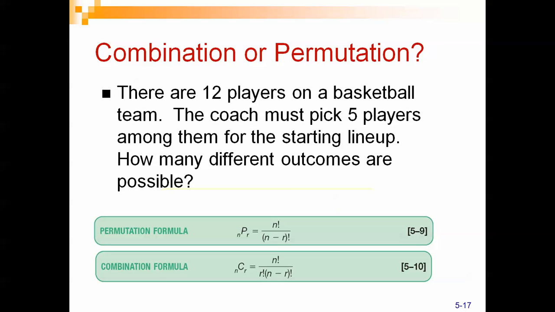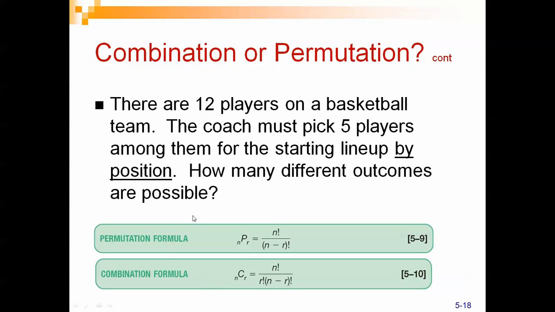Here's an example. There are 12 players on a basketball team. The coach must pick 5 players among them for the starting lineup. How many possible outcomes are there? Well, in this case, does it really matter if they pick player A first, B first, C first, D first, or E first? No, so the order does not matter, and we would go ahead and pick combination. And we would calculate the formula with the combination.